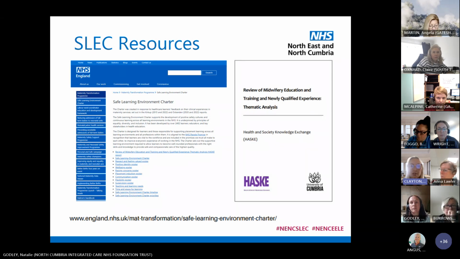It has over 100 resources, including documents underpinning the SLEC and its design process. The Charter itself is about a 35 to 40 page document. And the resources are a solution-based toolkit: there are 10 themes that are fundamental in making up the Safe Learning Environment Charter, and 10 posters to support each theme.